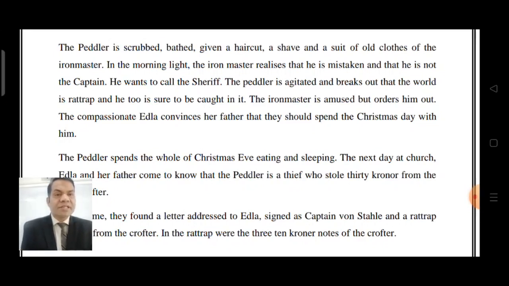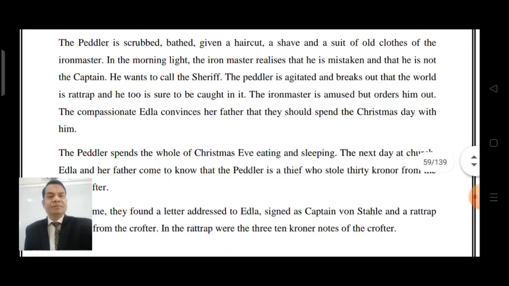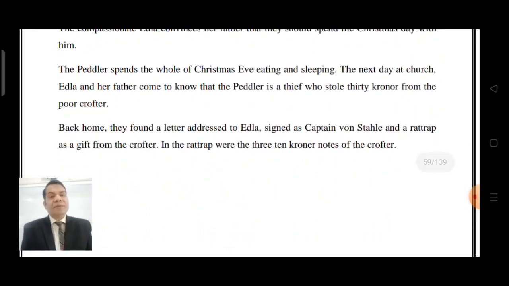The compassionate Edla convinces her father that they should spend the Christmas day with him. The peddler spends the whole of Christmas Eve eating and sleeping. The next day at church, Edla and her father come to know that the peddler is a thief who stole 30 kroner from the poor crofter.